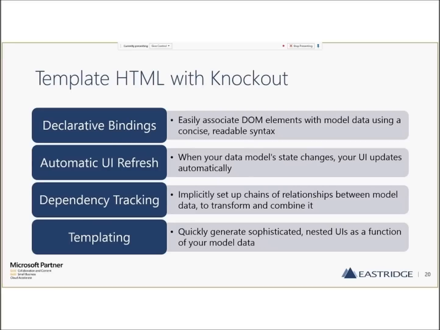So let's talk a little bit about what we're going to do with that JavaScript. We need to bind it somehow, right? And so Knockout gives us a way to template HTML. The four major properties of Knockout are its ability to do declarative bindings. In other words, the bindings are declared within the HTML and not in code. Automatic UI refresh, so as the underlying binding objects change, Knockout manages the synchronization of the UI to show those changes. Dependency tracking and templating.